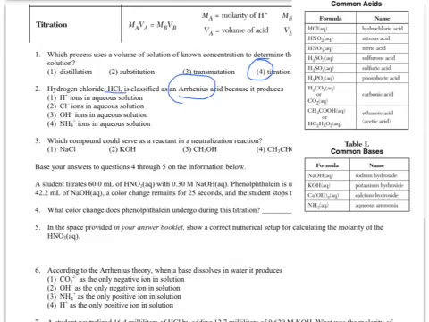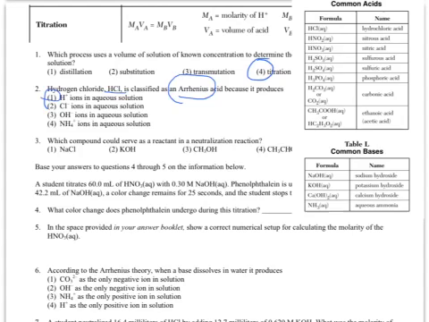Reference table K, we find the common acids. And amongst the common acids, we see hydrochloric acid, and we notice that it has both hydrogen and chlorine. But when we look at all the other acids, we see that they have hydrogen in common. Therefore, hydrogen is the best choice.